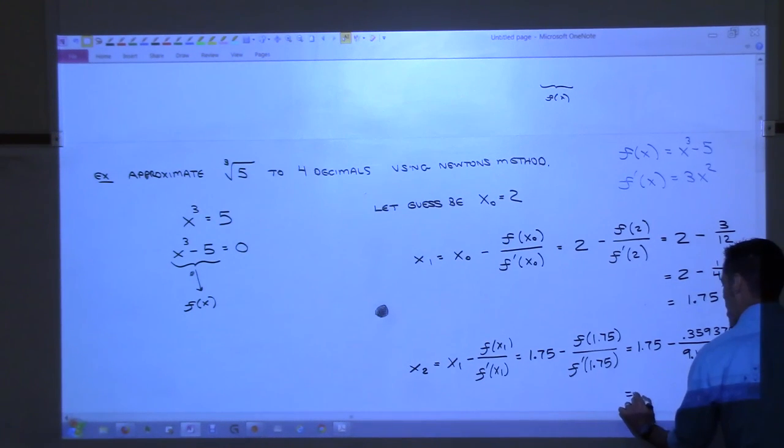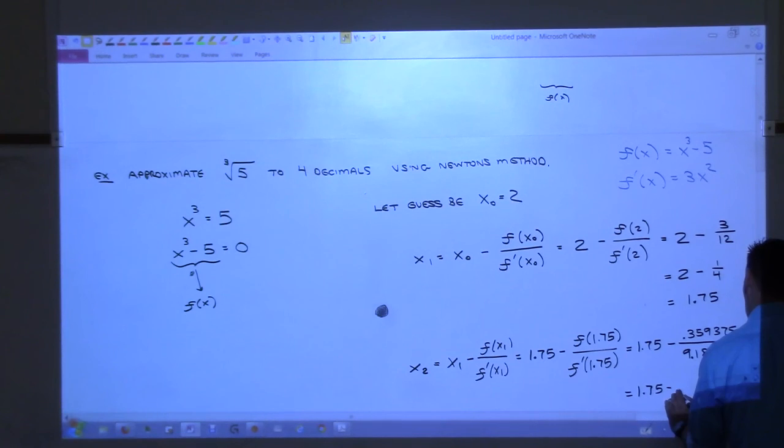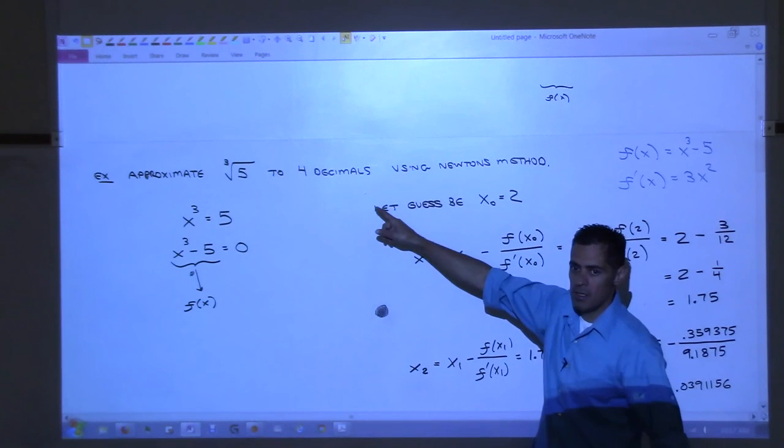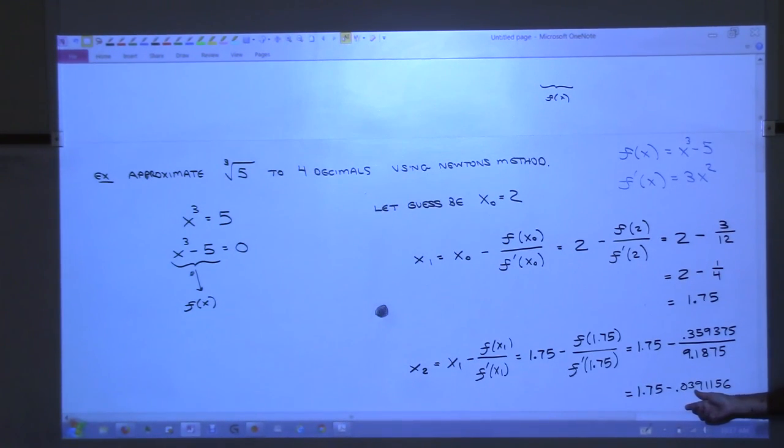So I have 1.75 minus 0.0391156. My calculator keeps going, but we want this to the nearest 4 decimals, right? So I'm going to go out like, let's see, 1, 2, 3, 4, 5, 6, I'm going out 7 decimals here so I can be safe. All right, so do this minus this.